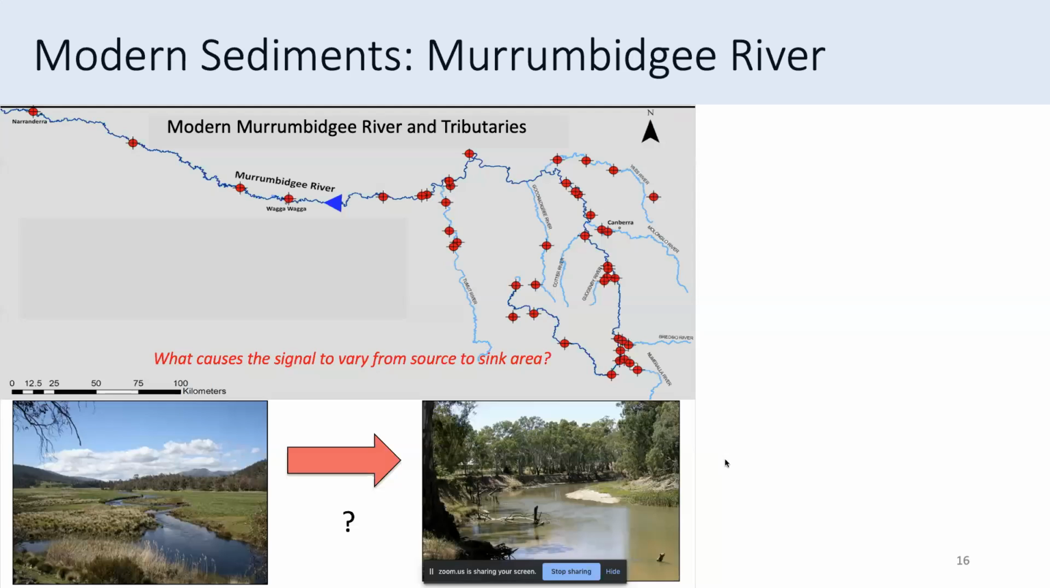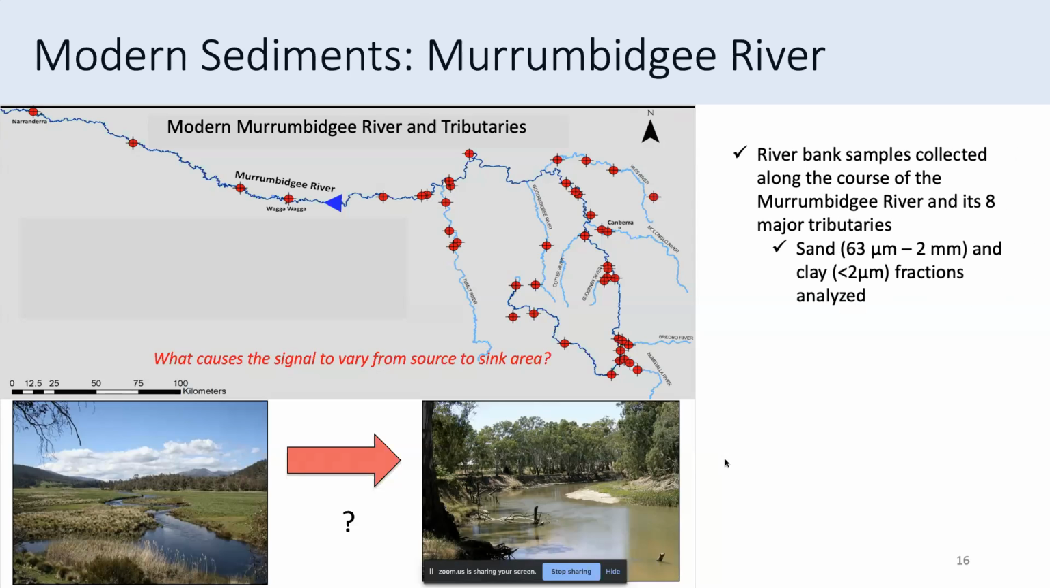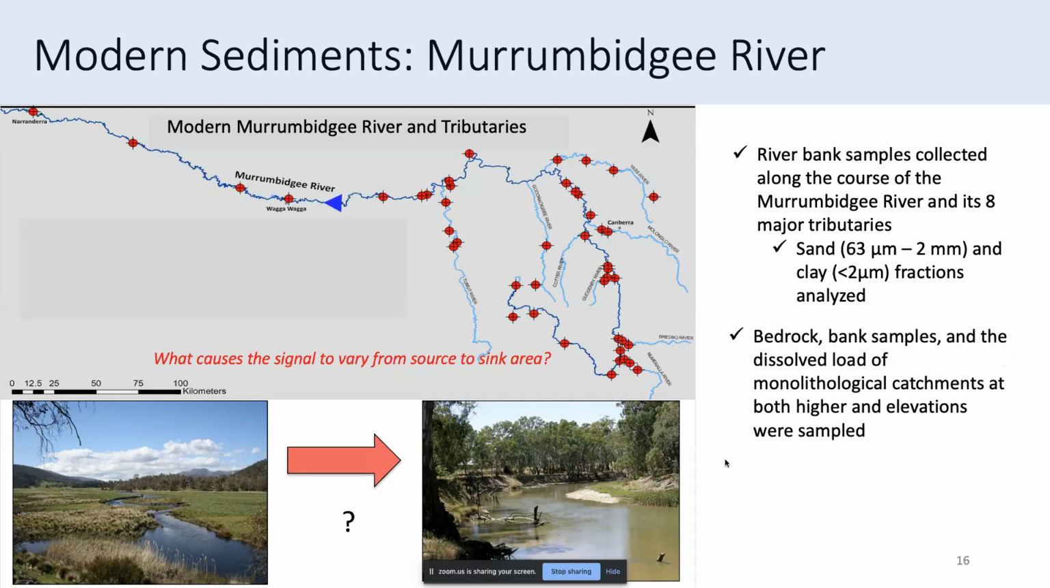So here's where we took our samples. Those red dots are the main river and also in the tributaries. And we're trying to understand how the signal changes from the soil profile to where they're being deposited way downstream. We separated the clay from the sand, just like we did in the Himalaya. And we found that the sand doesn't really tell you too much. It looks like the bedrock. But the interesting part is the clay. The clay is produced by chemical weathering, so that records any sort of chemical weathering signal. We also took bedrock samples and a few water samples.